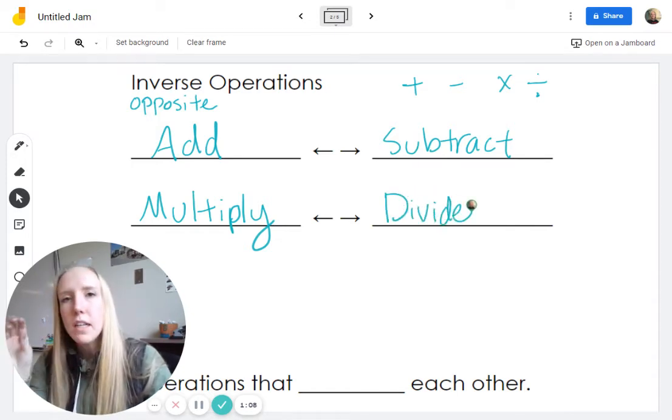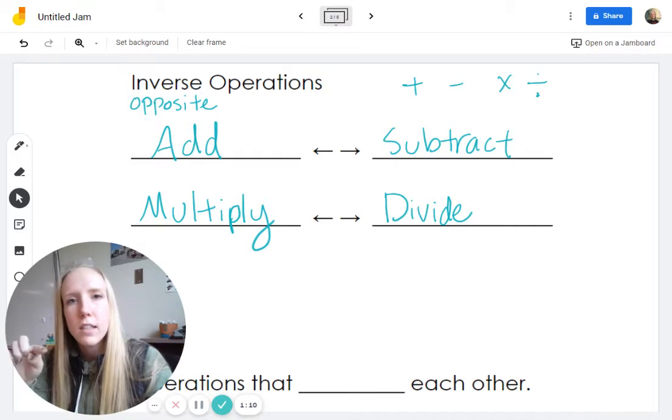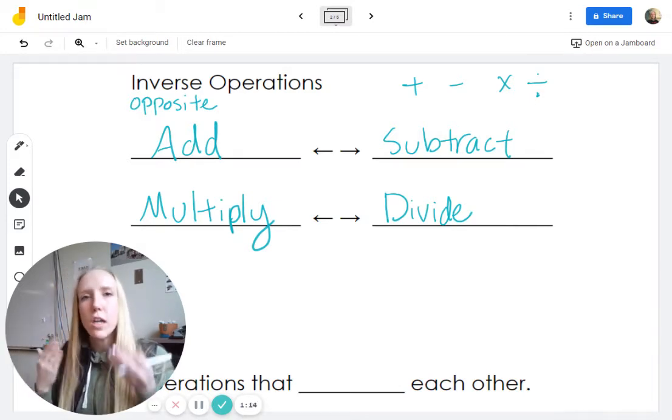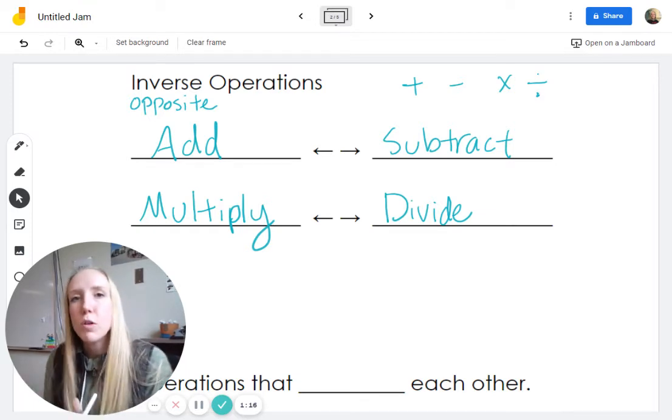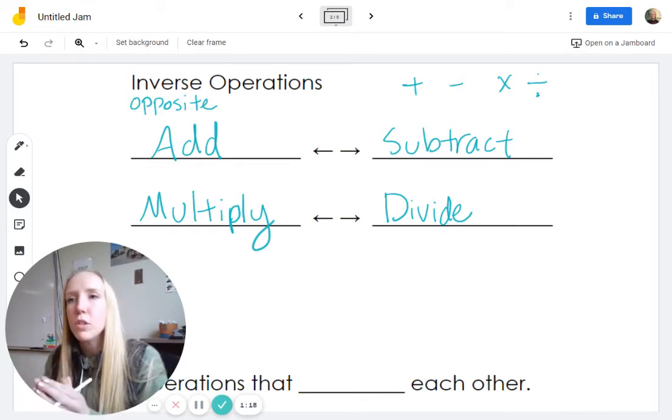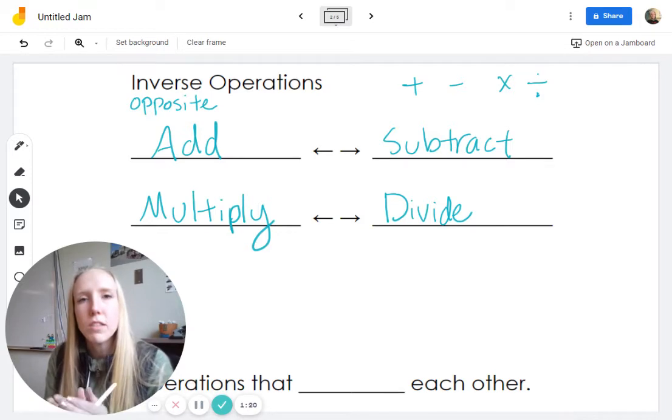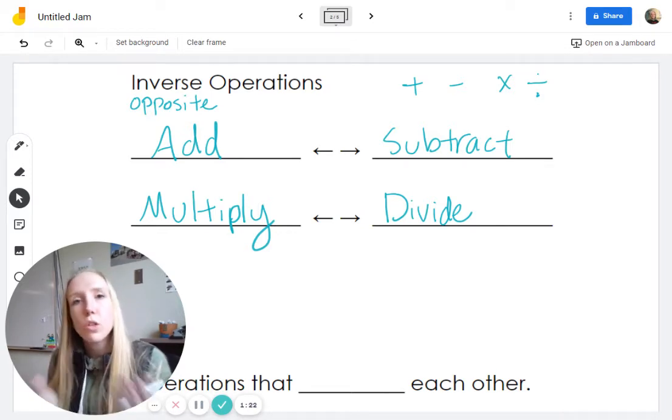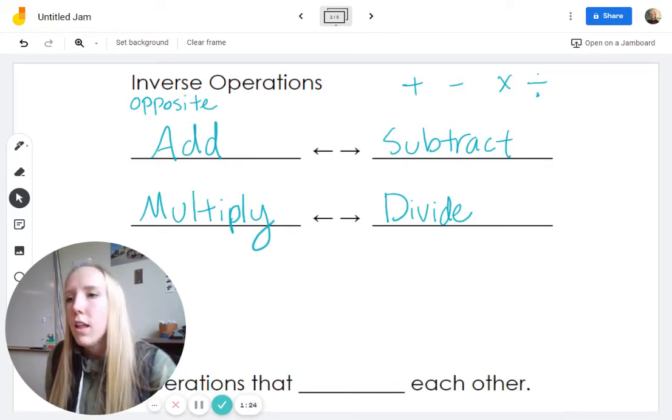So the opposite of add is subtract. The opposite of subtract is add. So those are two inverse operations. The same with multiply and divide. The opposite of multiply is divide. The opposite of divide is to multiply. So those are two inverse operations.